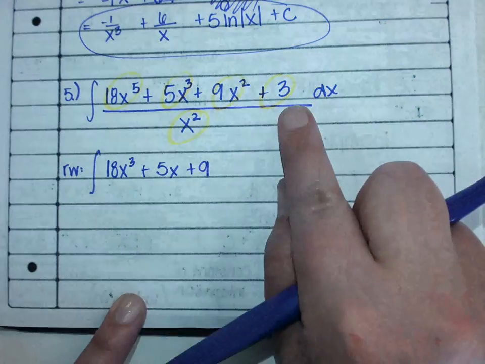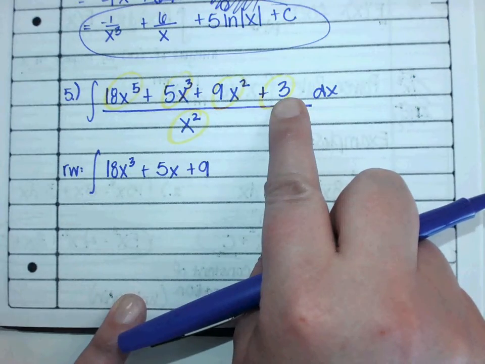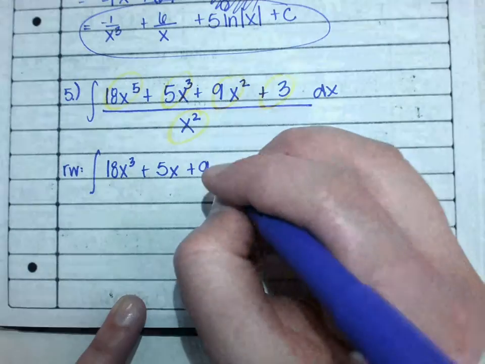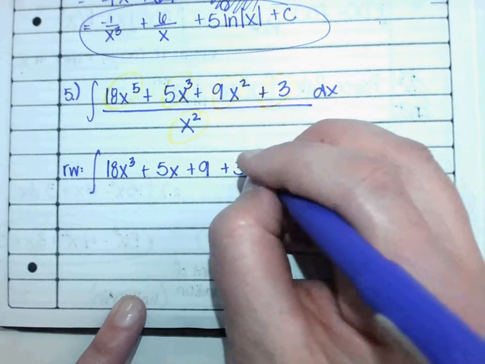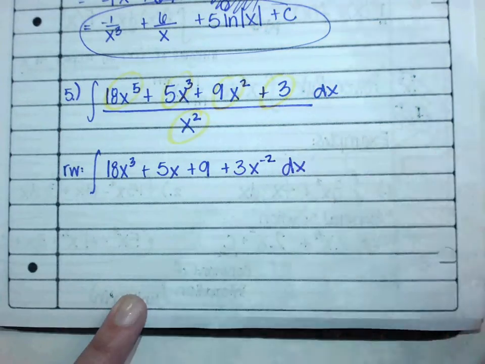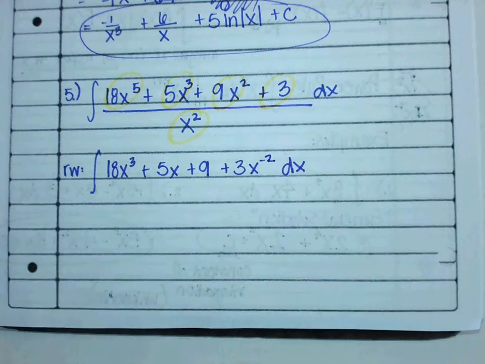And then for my last one, I had a 3. 3 divided by x squared would be 3x to the negative 2. Why would I not use ln? Because it's not 1 over x, it's 1 over x to a power, so I can power rule. Okay, now let's take the antiderivative.